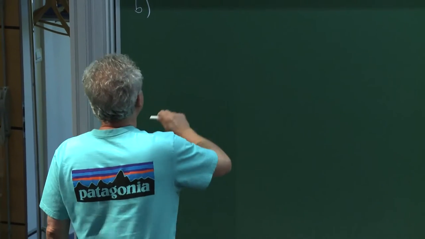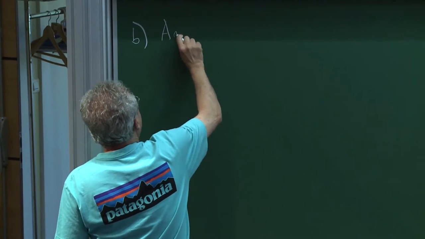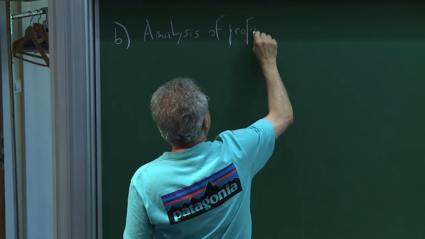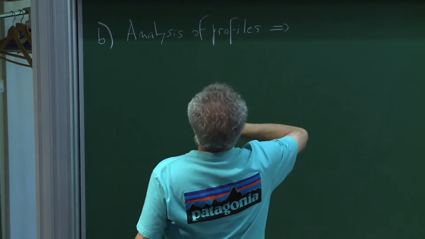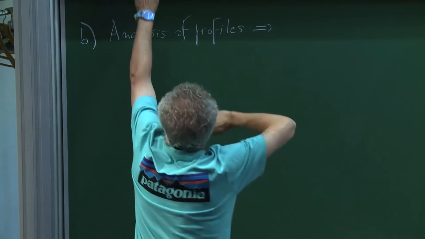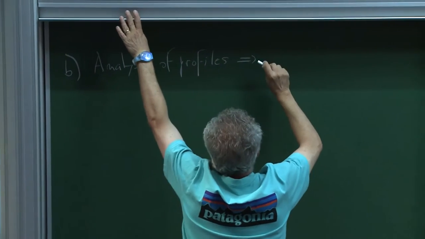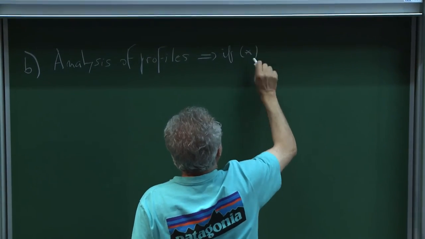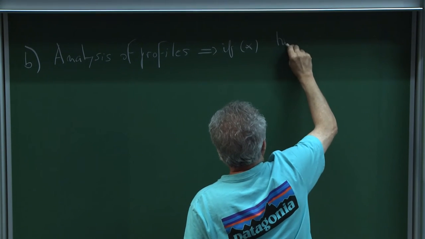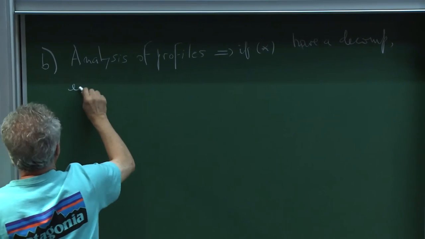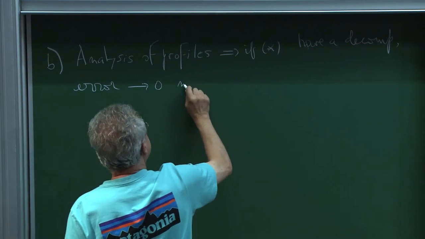Okay? And now my conclusion is to show, by analysis of profiles, this implies that if, let me call this condition star, that if star, I have the decomposition, with error tending to zero in L6.